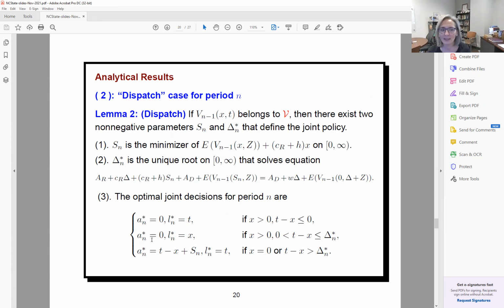Lemma 2 analyzes the dispatch case. It says that if the cost to go function belongs to family V, then we can characterize the optimal replenishment quantities based on the expression at the bottom of my slide. Of course, the replenishment quantity decisions are prescribed along with the dispatch quantity decisions. And we have 3 cases.